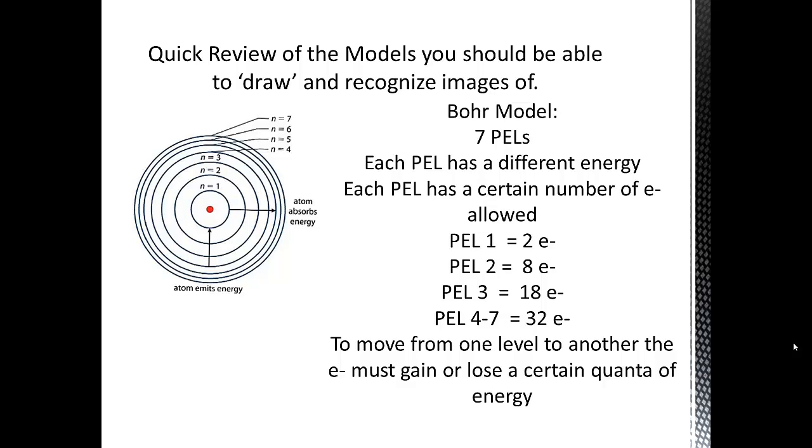Each principal energy level has a certain number of electrons allowed, and you fill them in order of energy. So you'd start with 1 and then work your way up. Principal energy level 1 is only allowed 2 electrons. Principal energy level 2 is allowed 8 electrons. Principal energy level 3 is allowed a total of 18, and then principal energy levels 4 through 7 each have 32. To move from one energy level to another, you must gain or lose a quanta of energy.